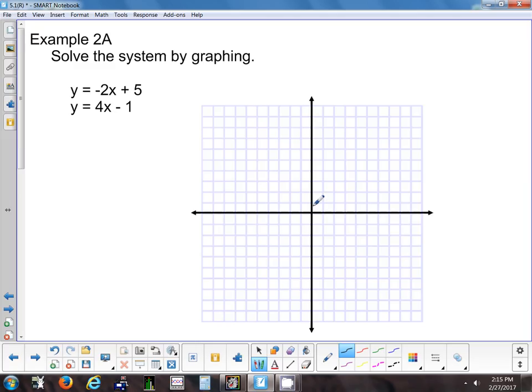Josh? Starting on the y-axis? That's the vertical one, right? Okay, then where do I go? What number am I graphing on the y-axis? 5, right? So Mr. Hager's going to go up 5 on the y-axis. Okay, cool. So we did that. Now what, Josh?